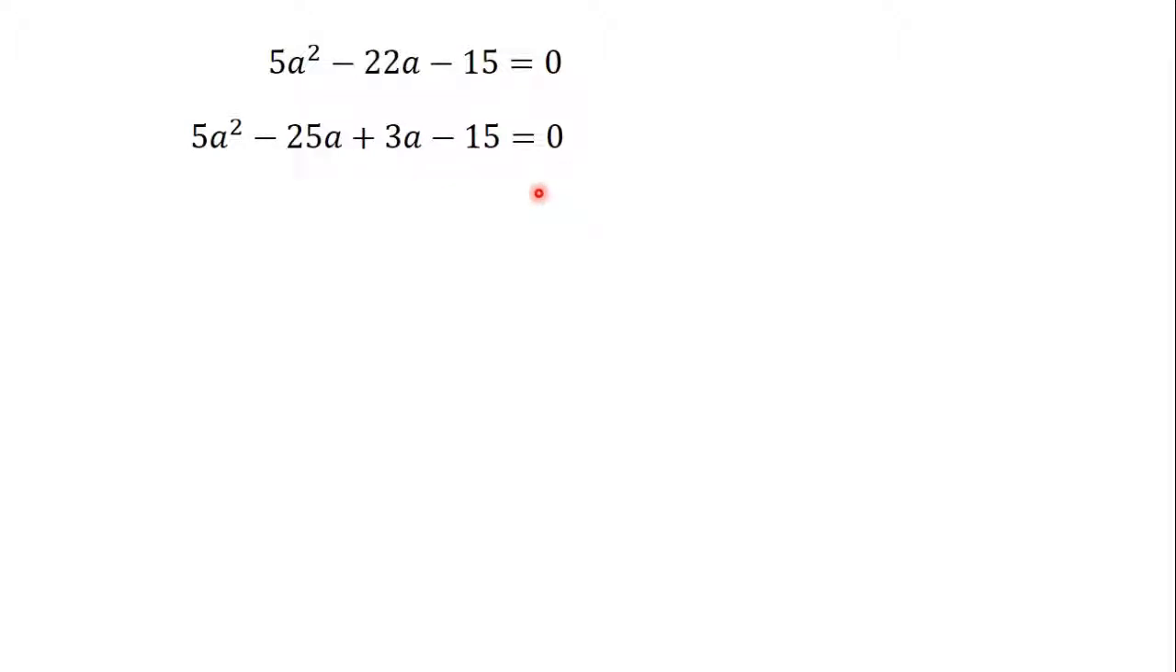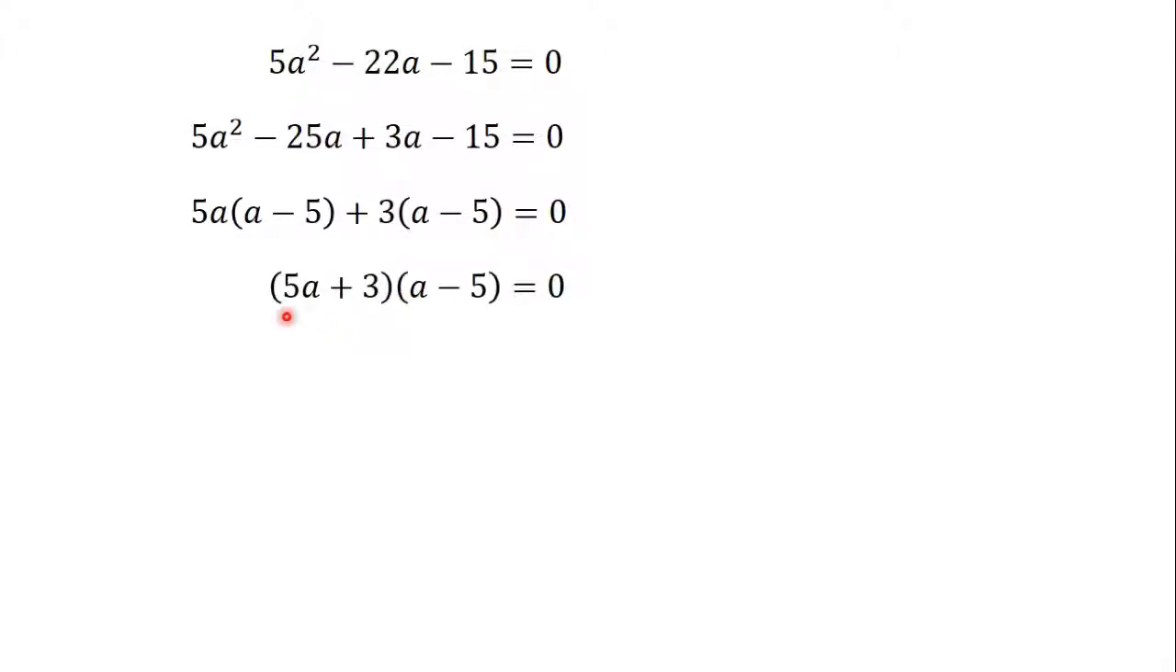Once again, I want to stress that I have explained how to factorize quadratic trinomials under the videos on algebra. So watch the video on factorizing quadratic trinomials for more information. Let's continue with our factorization. You have 5a into bracket a minus 5 plus 3 into bracket a minus 5 is equal to 0. And this will give us 5a plus 3 in one bracket, then a minus 5 in another bracket.